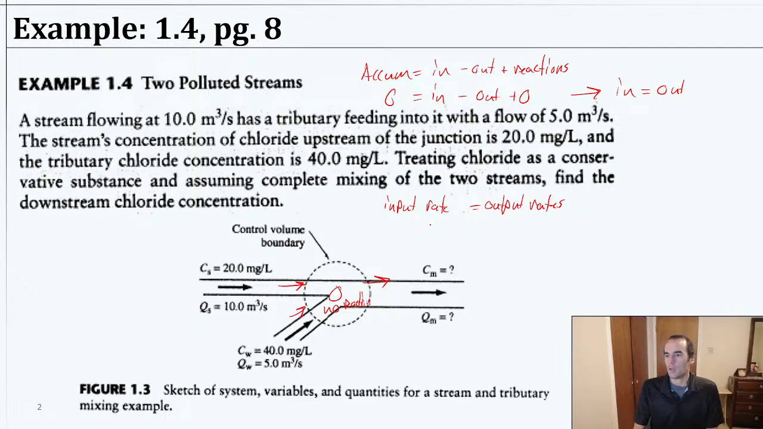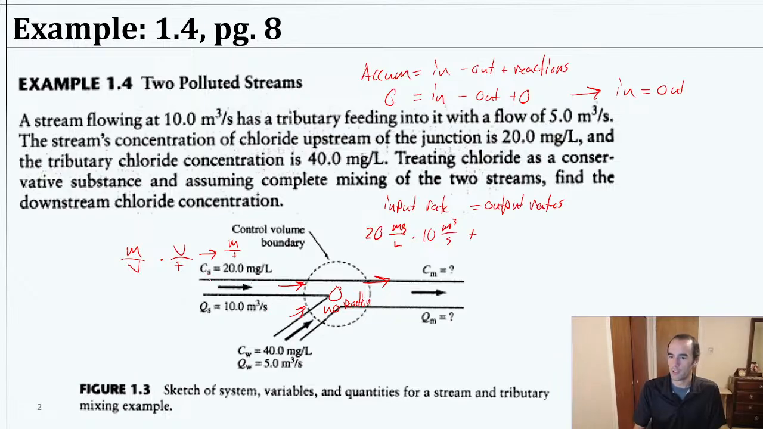Okay, so with that, our input rates we can simply find by multiplying the concentration by the flow rate, because we have a mass per volume multiplied by a volume per time, which yields mass per time, exactly the units we're looking for. So let's take a look at our input rates. We'll say 20 milligrams per liter times the 10 cubic meters per second.